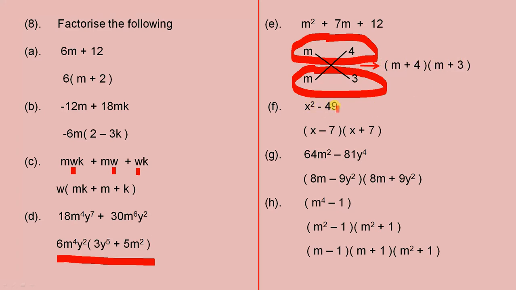Difference of two squares. This is actually x squared minus 7 squared, which is x minus 7 times x plus 7. We saw plenty of those. Difference of two squares again. When you factorise that, that's 8m minus 9y squared times 8m plus 9y squared. And finally, factorising m to the 4th minus 1, that's m squared minus 1 times m squared plus 1. When you factorise m squared minus 1, you get that. So there is your final answer.